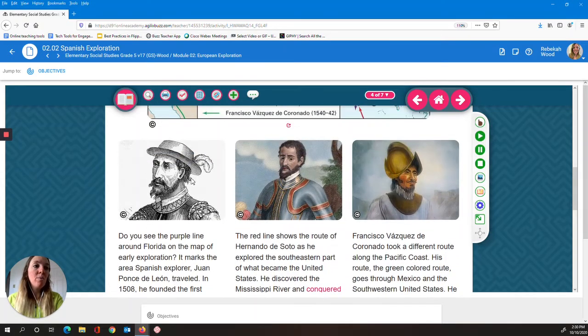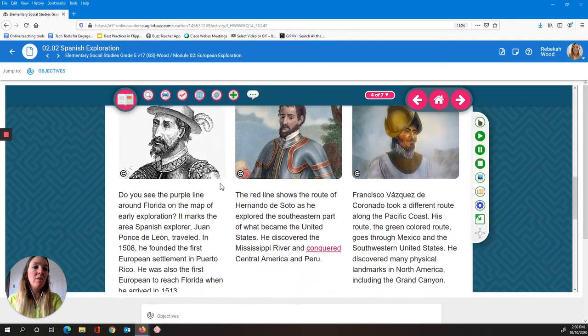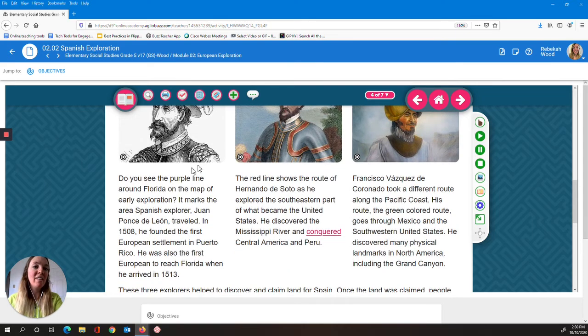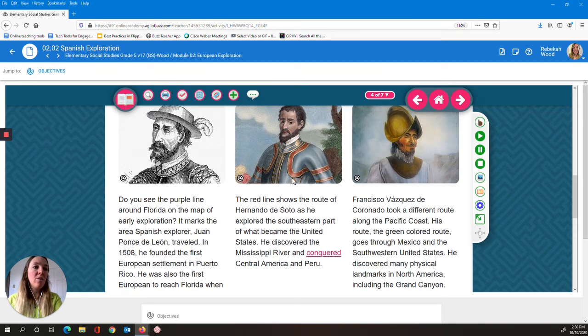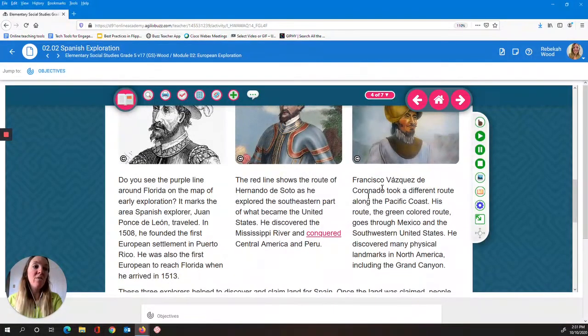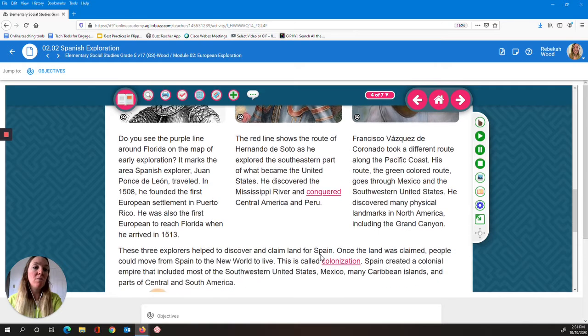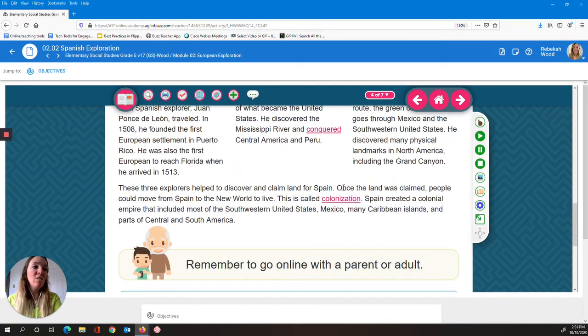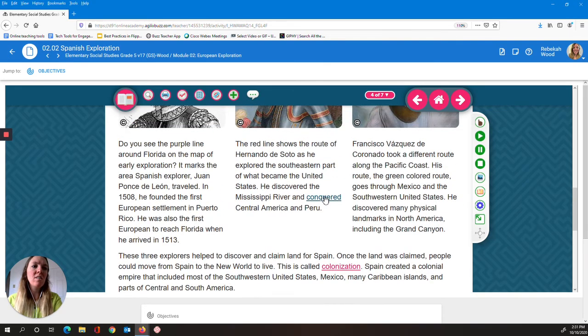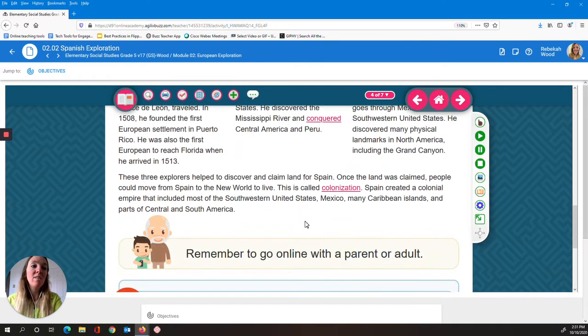And we have even more explorers that we can learn about. There's Juan Ponce de Leon, and here is Hernando de Soto and Francisco Vasquez de Coronado. You can read about their explorations and where they were able to go when they started exploring shortly after Christopher Columbus. So there's that word colonization. What does colonization mean? Those pink words, you can click on them and you can see what those mean.